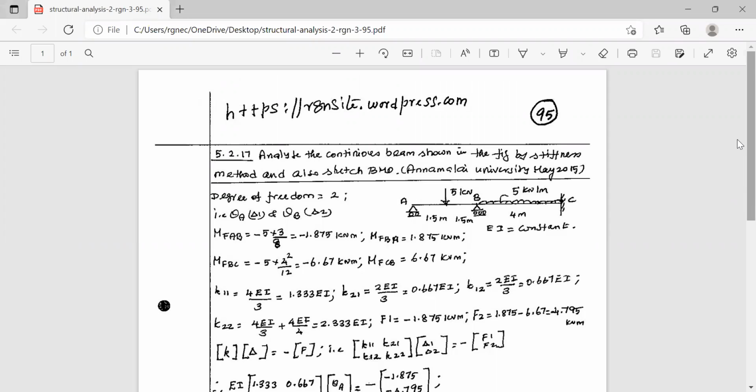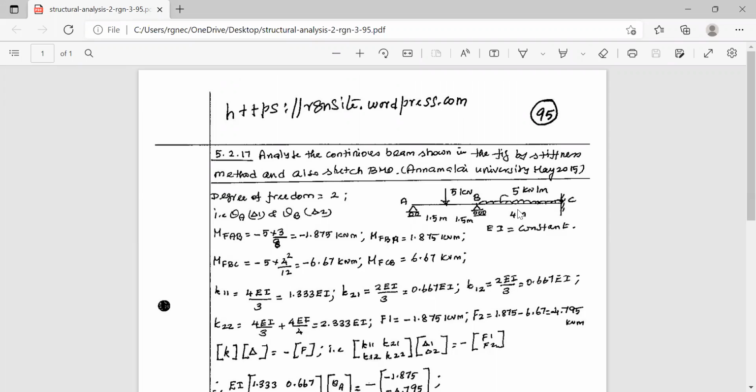Hello friends, we will now see one university question on the displacement method, the matrix displacement method. This is the university question for Annamalai University in May 2015. It is a two-span continuous beam.